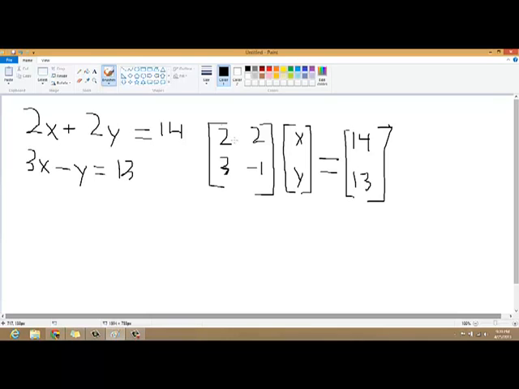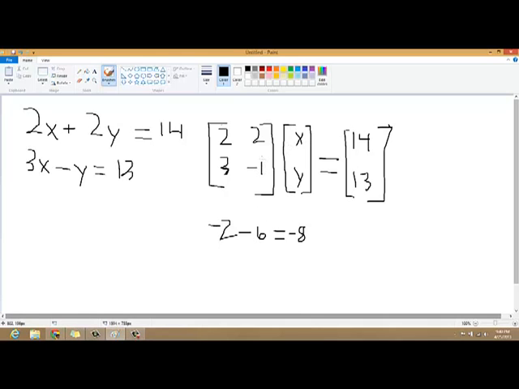And how you do that is you multiply 2 times -1 and subtract it by 2 times 3. So -2 minus 6. So you basically multiply this diagonal and then you subtract it from that. So -2 minus 6 equals -8. So that's our determinant.